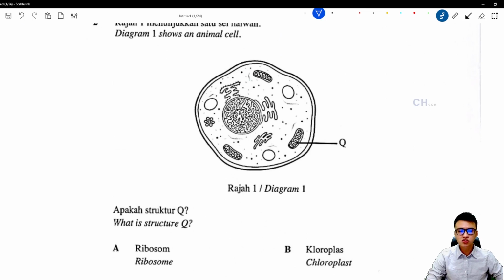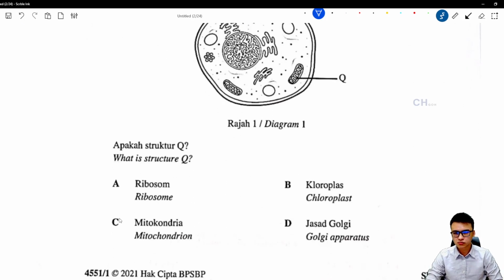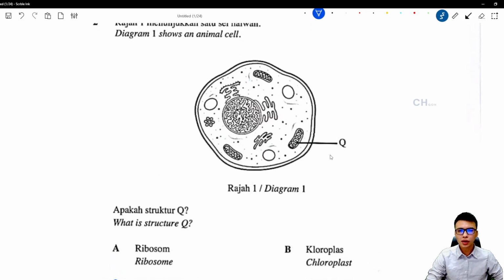Diagram 1 shows an animal cell. So what is the structure Q? Q, obviously, is the mitochondrion. What about this thing right here? This is the RER, because we have a lot of ribosomes attached to the RER. What about this one? This will be the SER, because this is the structure that is attached to the nucleus right in the middle.